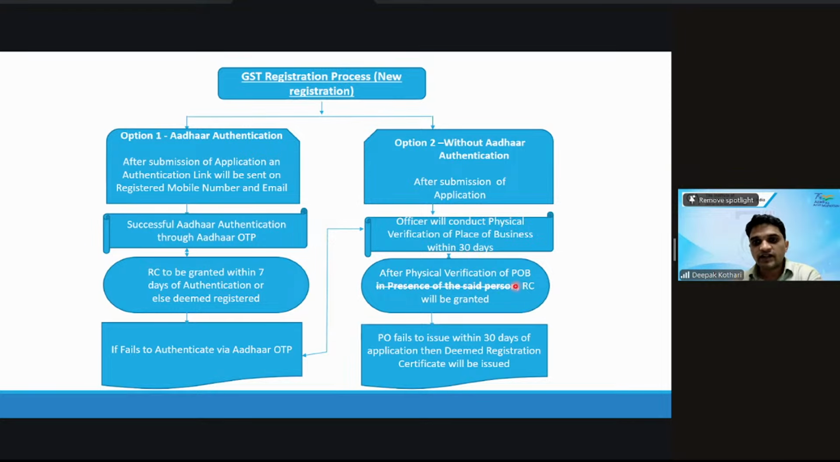पहले क्या था? Physical verification of principal place of business in presence of the said person. मतलब अगर managing director का नाम दिया है, that person has to be present when the physical verification is carried out. So it becomes a lot of problematic. So that is being struck off. Matlab, that has been removed. So the officer can come for verification, but the person may not be available at that time. That's fine. आपको physical verification करके चले जाना है. Whether the person is available or not does not matter. So physical verification karke, you will be granted a registration. But if the proper officer, as usual, fails to issue within 30 days, then deemed registration certificate will be issued. जो बहुत लोगों का question था कि what will happen.